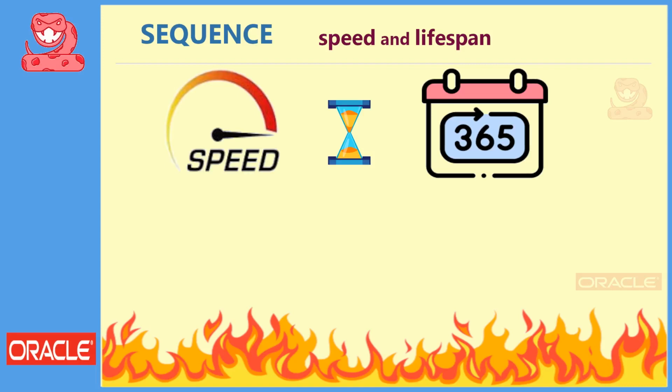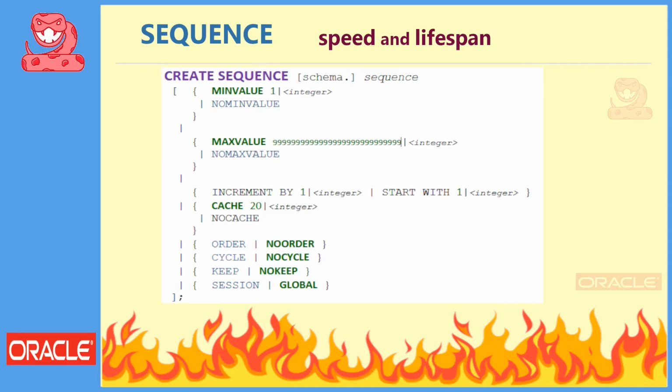Hello everyone! In Oracle, a sequence is used for generating unique numeric values. The sequence has an initial value, a step, and a maximum value.